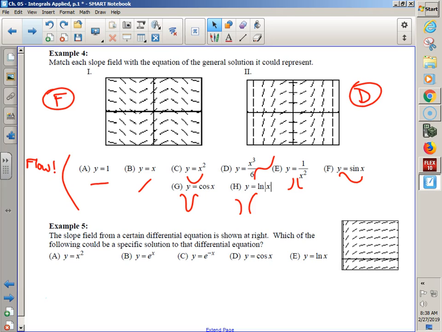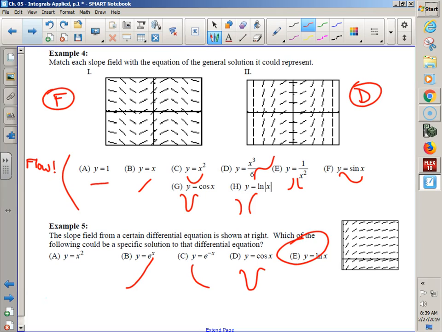What do you guys think? Who seems to follow the flow the best? ln. Why? It doesn't seem to be cosine. I don't see any, right? E to the x is a swoop up. E to the negative x inside is a horizontal flip. Nope. X squared? Nope. He's the only one. Oh, yeah. Makes sense?